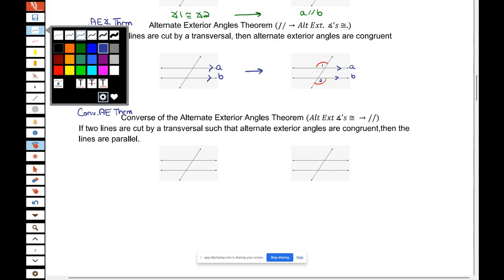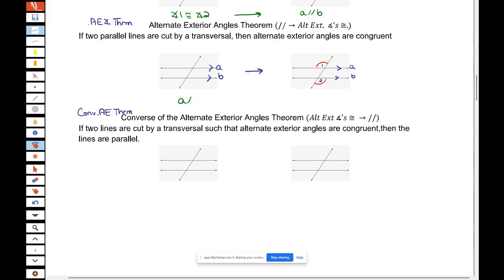All right, so if I wanted to write that one in symbols, we would have A parallel to B implies angle 1 is congruent to angle 2. They're just in a different place than last time.